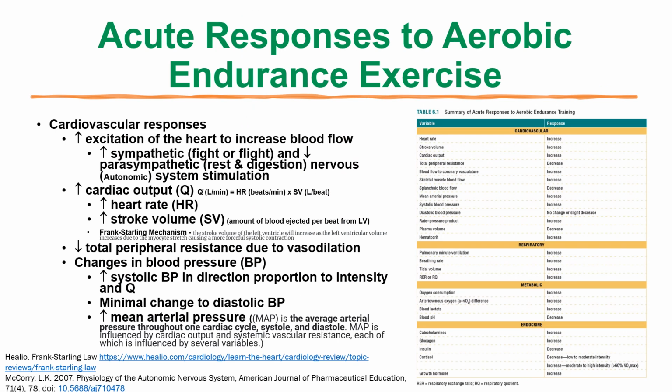Acute responses to aerobic endurance exercise, also known as cardiovascular aerobic exercise, are the immediate physiological changes that occur during or shortly after a single bout of sustained rhythmic activity that engages large muscle groups and elevates heart rate. These responses are important for meeting the increased demands for oxygen and energy during exercise. Here are some common acute responses to aerobic endurance exercise as it relates to cardiovascular response.